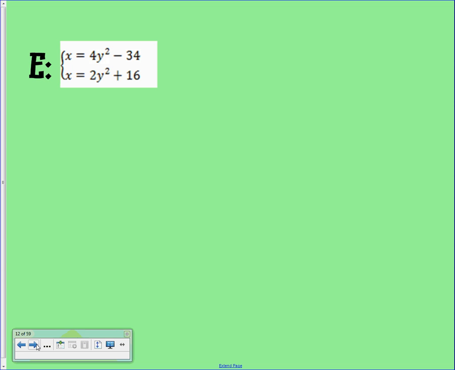Okay. Example E is getting a little trickier, but it's still keeping that same concept in mind. Okay, I have one equation that's equal to one variable. So I'm going to take this first box item, which is what x equals, and plug it into the second equation where x is. So I've got 4y squared minus 34 equals 2y squared plus 16.